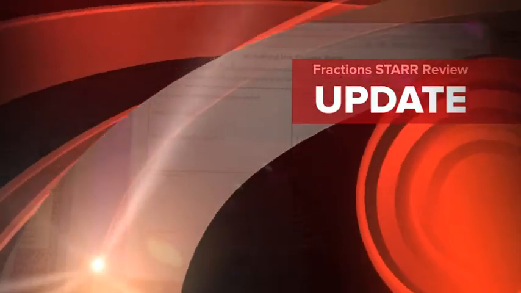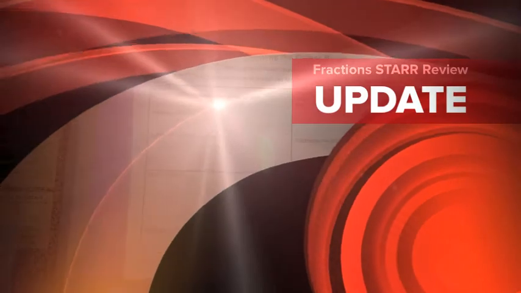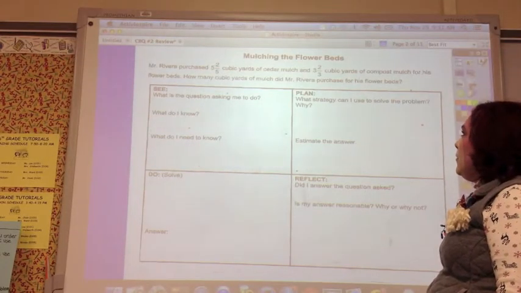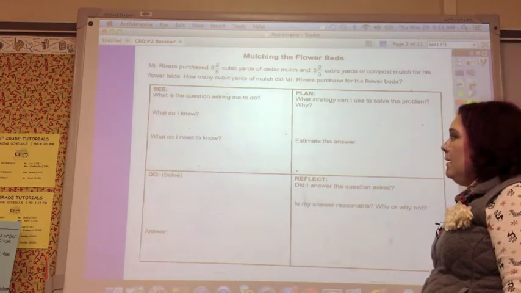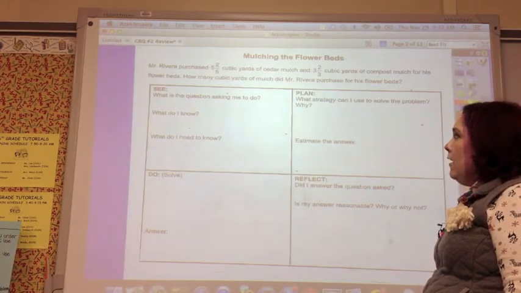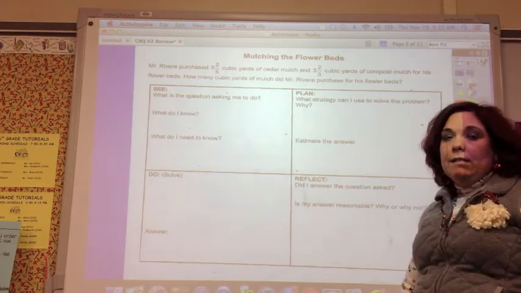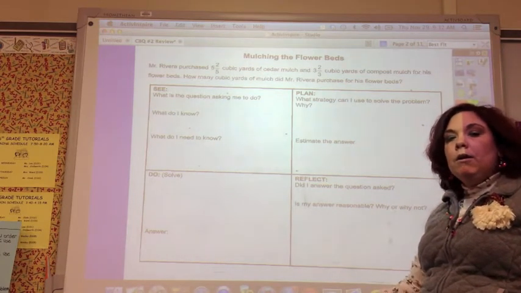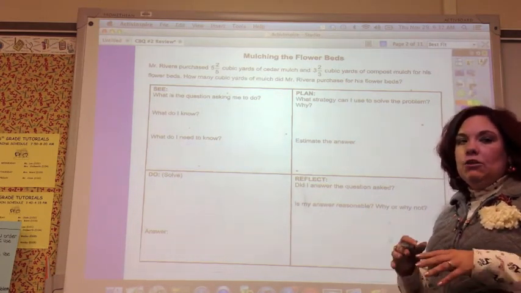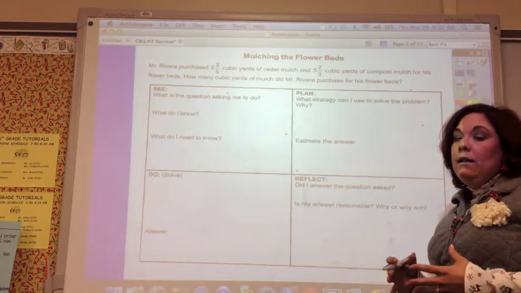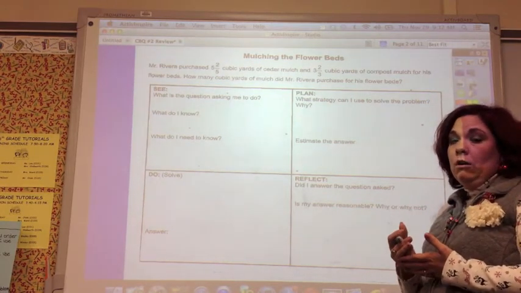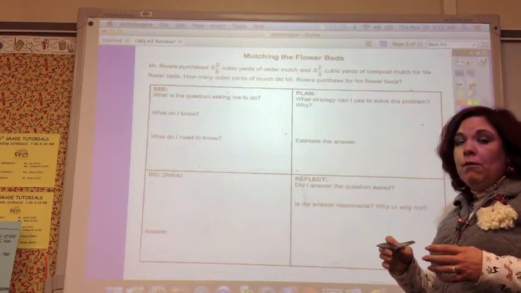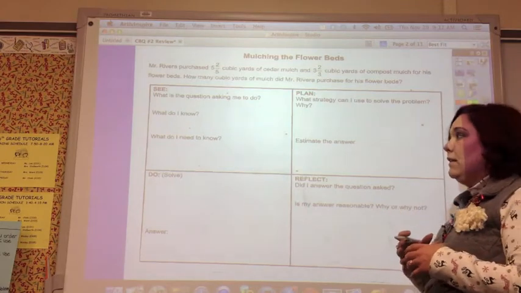Mr. Riviera purchased 5 2/5 cubic yards of cedar mulch and 3 2/3 cubic yards of compost mulch for his flower beds. How many cubic yards of mulch did Mr. Riviera purchase for his flower beds? Now, something that you may have learned in elementary is to just circle the numbers and decide if it's addition, subtraction, and then move on. But really, with the questions, the way they're written for the STAAR exam, you need to make sure that you understand every part of the word problem and you're not just circling and adding or subtracting.